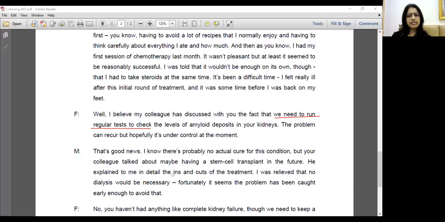And yeah, "ins and outs of the treatment." Ins and outs of something is a detailed explanation, like "she knows the ins and outs of the airline," for example. So they know everything in detail about the airline. To catch something early is to diagnose something early. "The problem has been caught early enough" means it was diagnosed early enough.